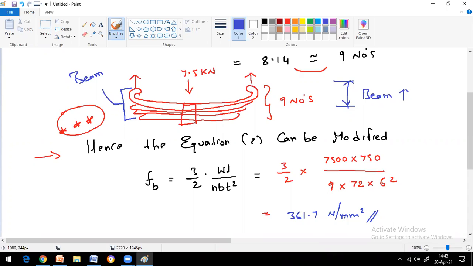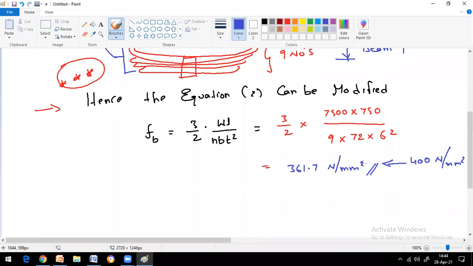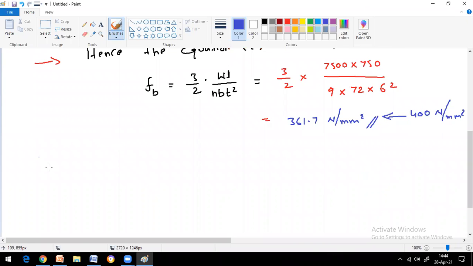So that is how the bending stress got decreased from 400 Newton per mm square to 361.7 Newton per mm square, just by rounding your number of plates from 8.14 to 9. This is the modified bending stress. Clear? And finally, you have to calculate the radius of curvature.